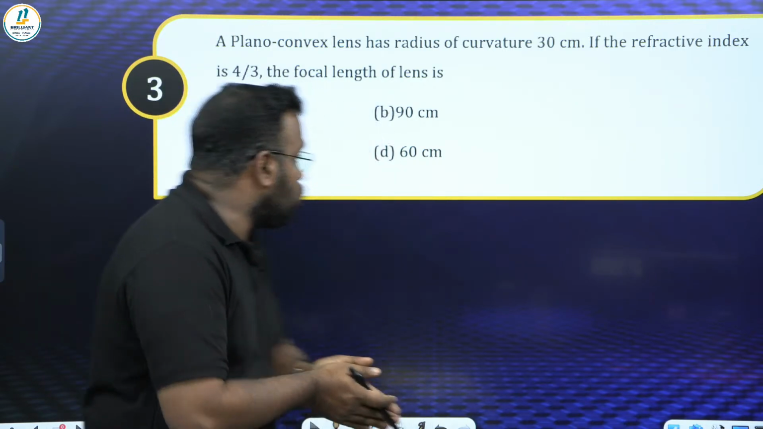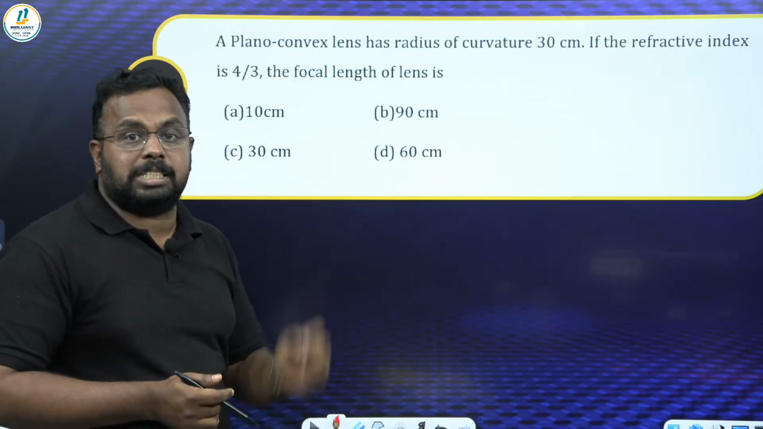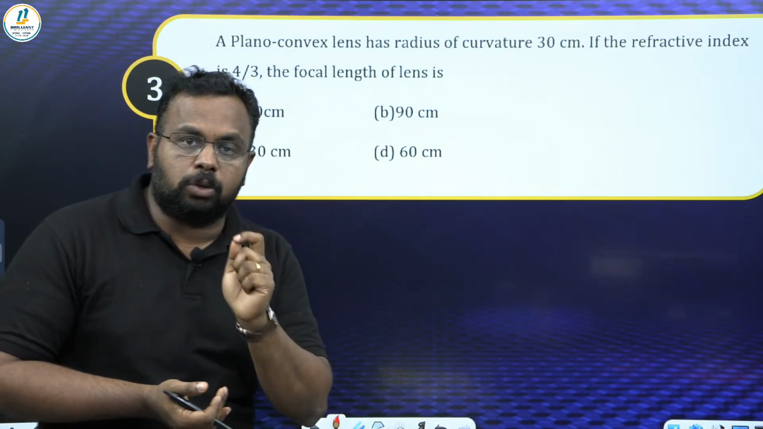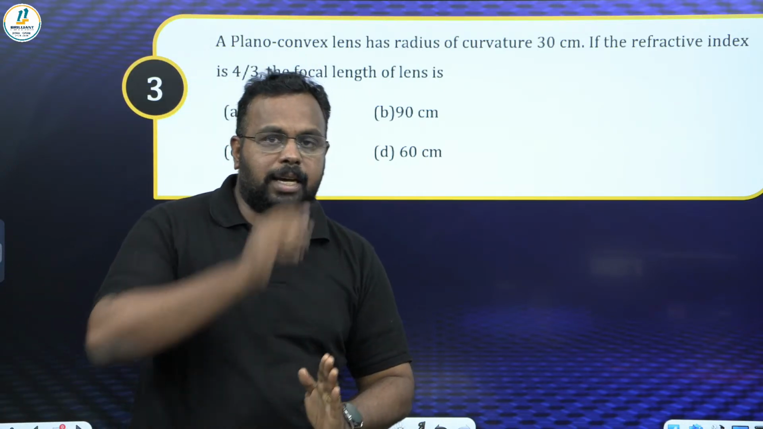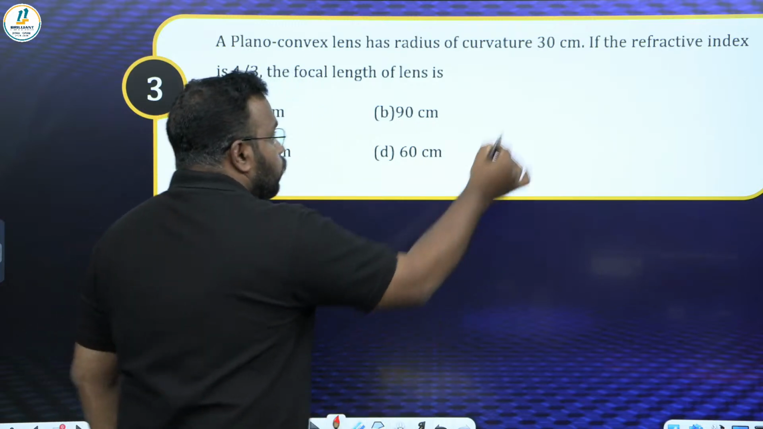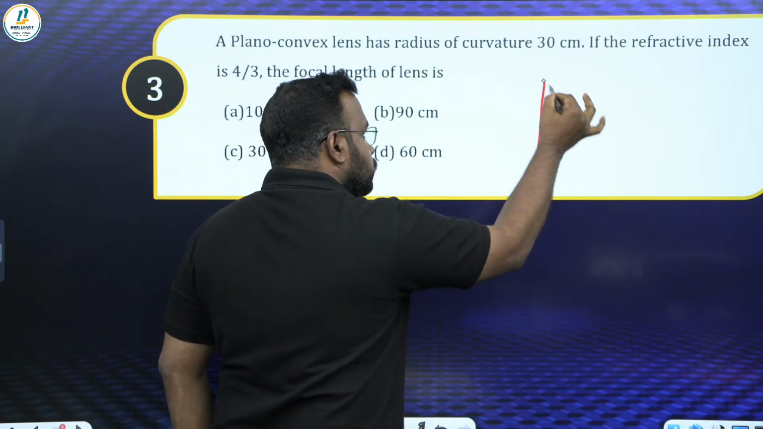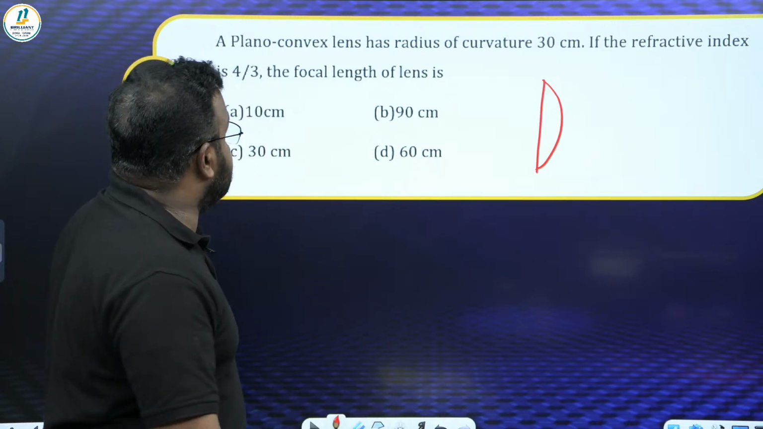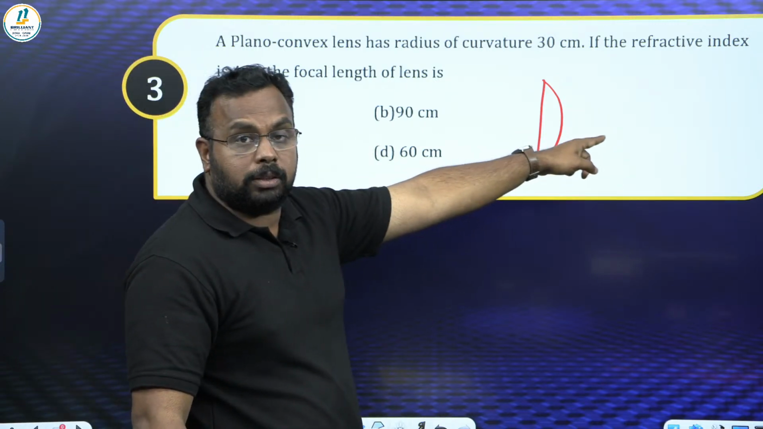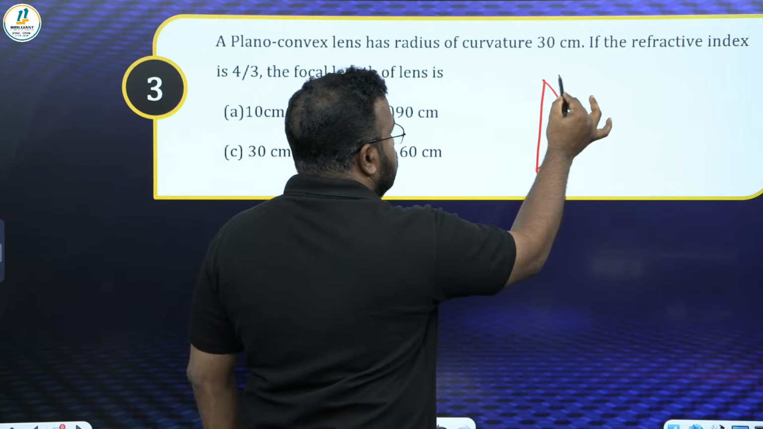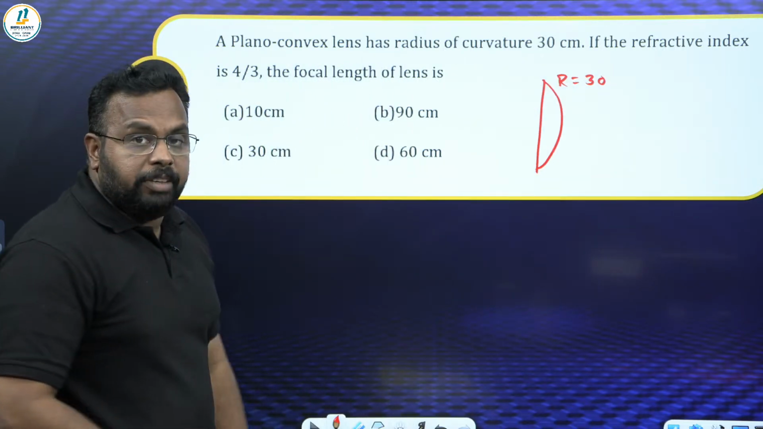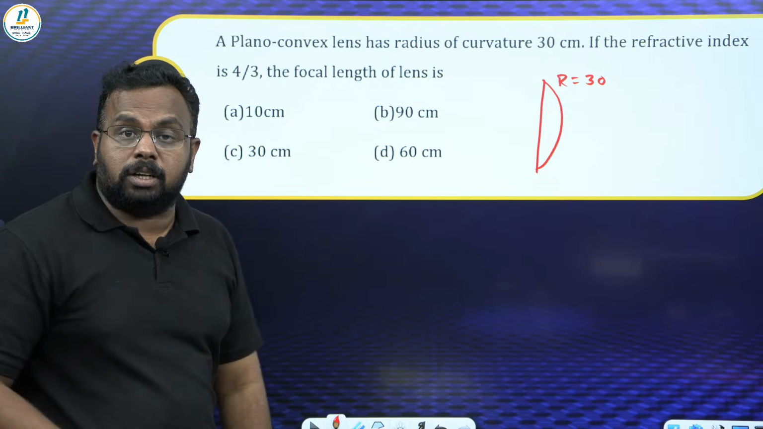You can start doing along with me. What type of lens is it? It's a plano-convex lens. You know what a plano-convex lens is? Plano-convex means one side is flat and the other side is convex. So we can draw a plano-convex lens like this. And it is given, its radius of curvature is 30 centimeters. So R is equal to 30 centimeters. Refractive index is 4/3, find the focal length of the lens.